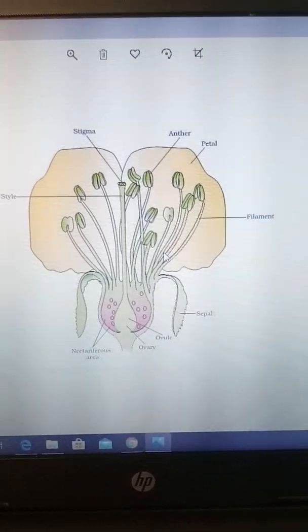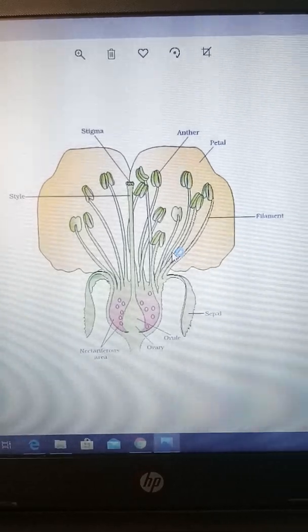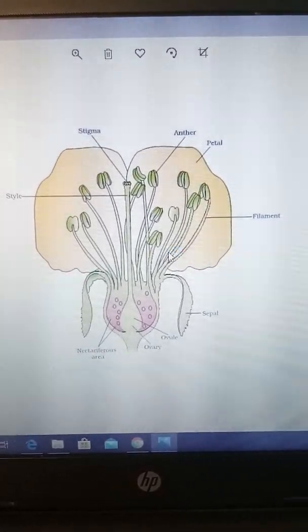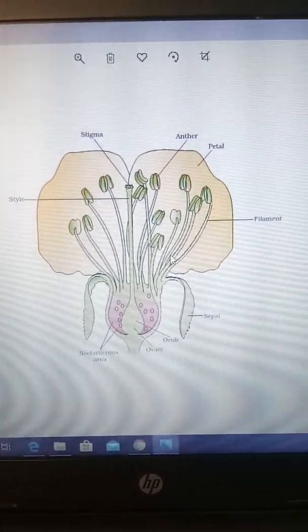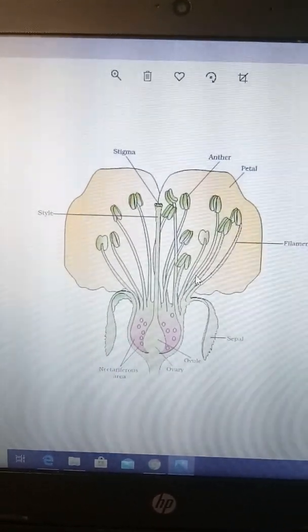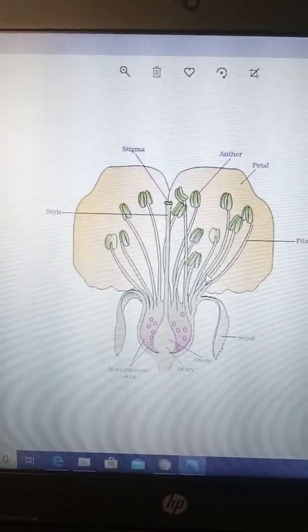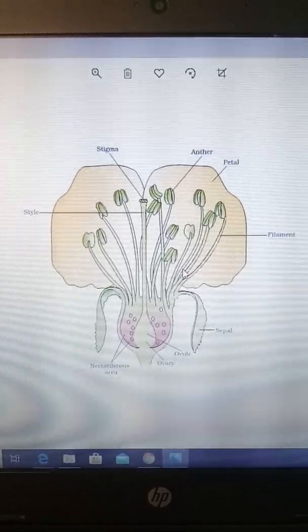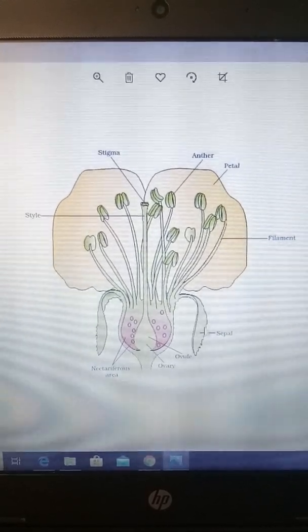Any flower, angiospermic flower, is made up of 4 major parts. Two of the parts, that is your calyx and corolla, they are known as the accessory or the non-essential parts of the flower. So coming to the first one, that is calyx. Now what is calyx? It is not displayed here. But you can see the sepals.